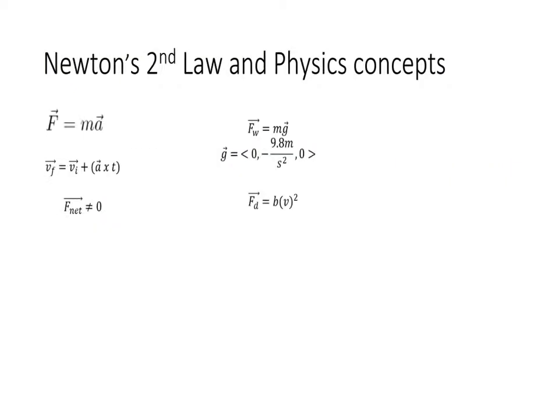The physics of this lab focuses on Newton's second law, in which the force is equal to mass times acceleration, as well as the final velocity is equal to the initial velocity plus acceleration times time. Some other physics concepts that were used were the weight force, which is equal to the mass times gravity, in which gravity is equal to negative 9.8 meters per second squared in the y direction. The weight force pulls the object downward because of the gravitational pull. There's also the drag force, which is equal to the constant v multiplied by the velocity squared. The drag force is the force acting on the object that pulls it upward.